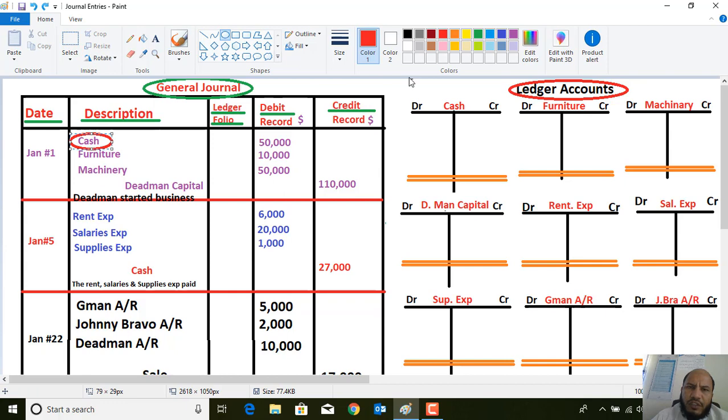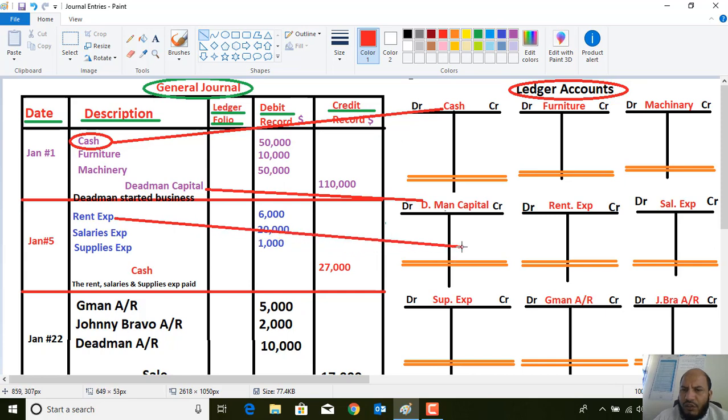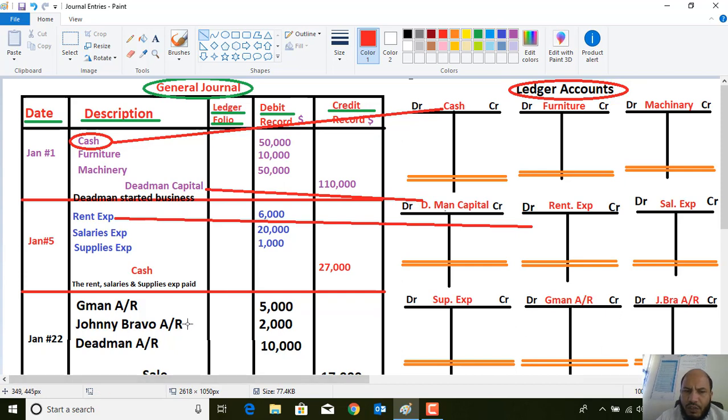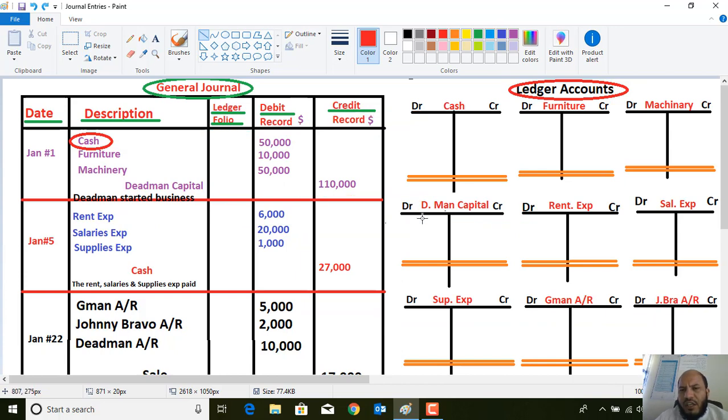If you see, we have a cash account over here. This cash account has a separate ledger. The same way we will have the Deadman capital ledger over there. For example, we have rent expenses, so the rent expenses ledger is this one. For each account, like account receivable, it is available over there. So for it, we will have a separate ledger account. Each ledger has two sides, the debit side and the credit side, and each T-shape has its own title.